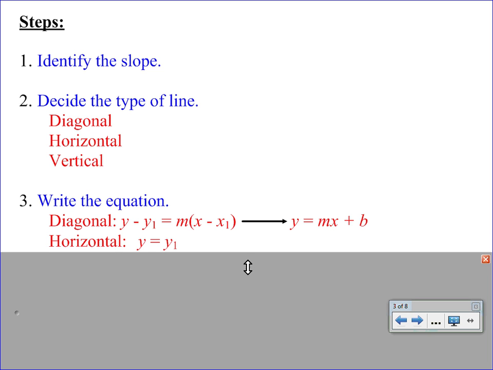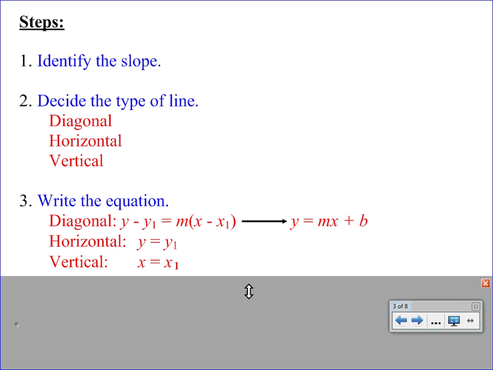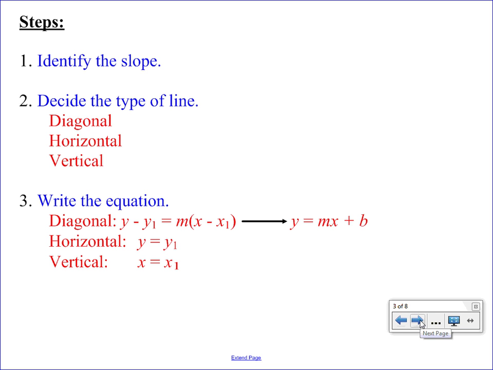If it is a horizontal line, you will only have a y in the equation, and it's just going to be y equals a number, and we put y1 there because it could be whatever the y coordinate is for the points or the information that you're given. Similarly, the vertical line will only have x's in it, and again, it's just going to be x equals a number, whatever that x coordinate is. So let's practice with a few examples.